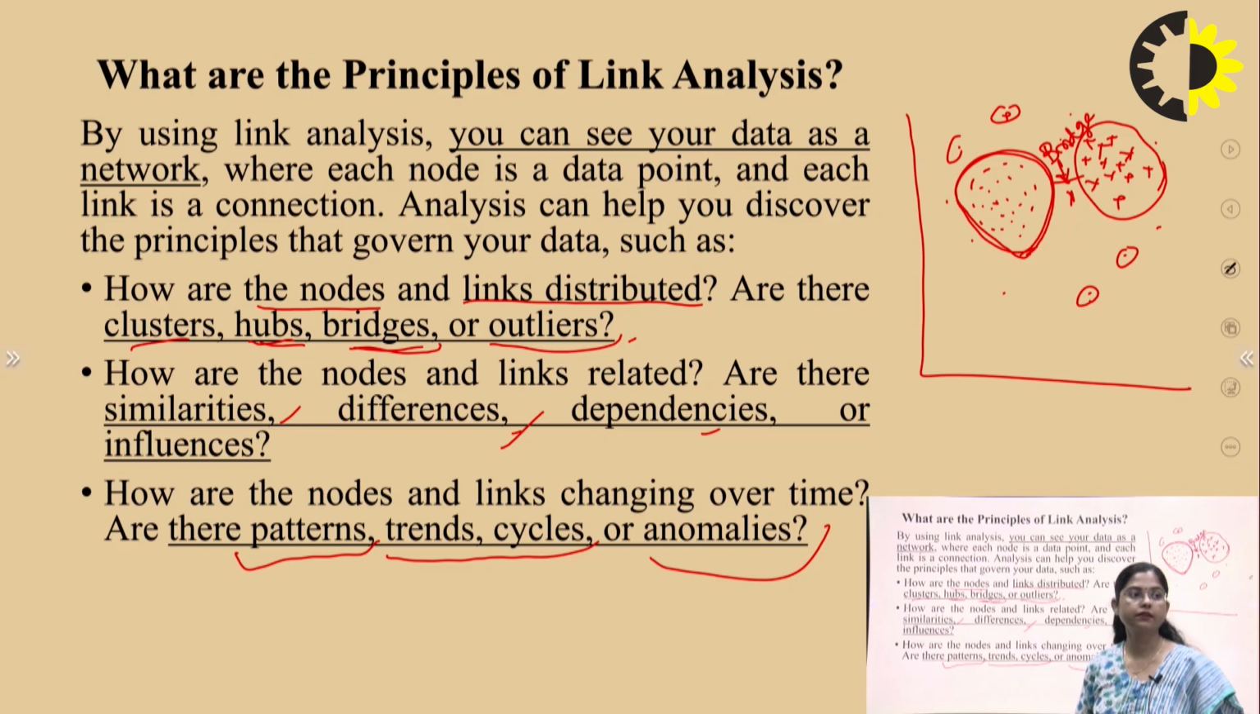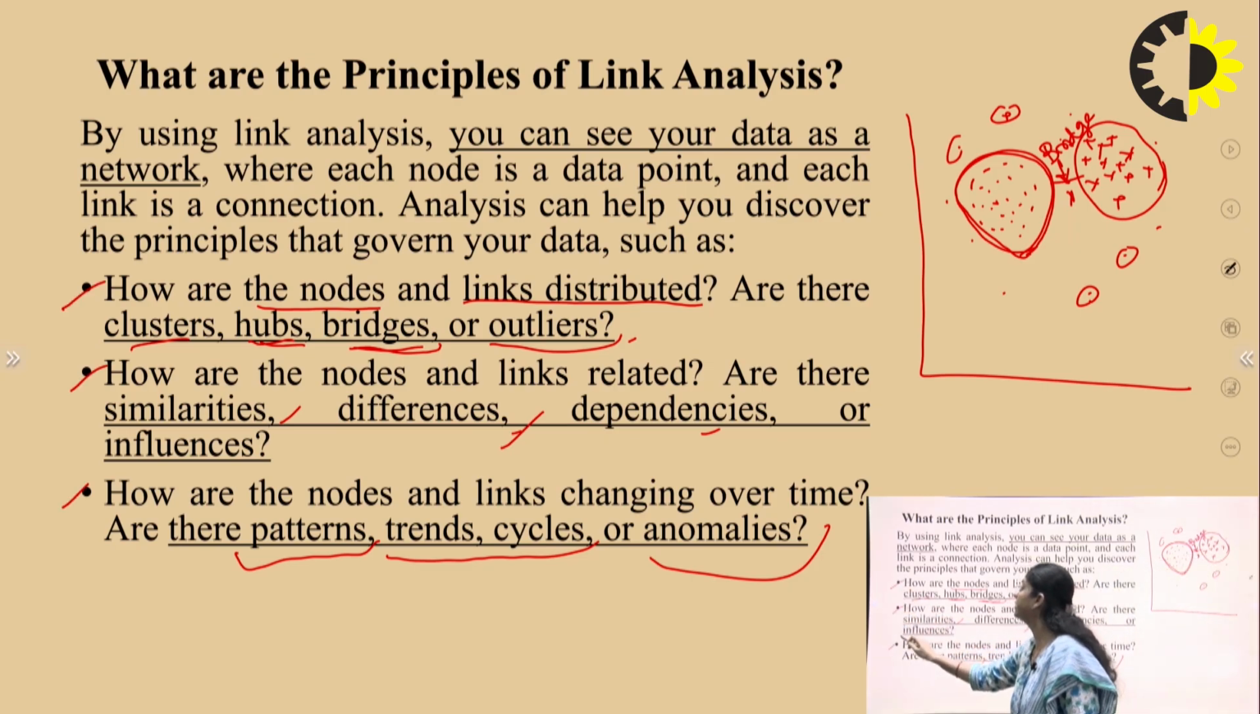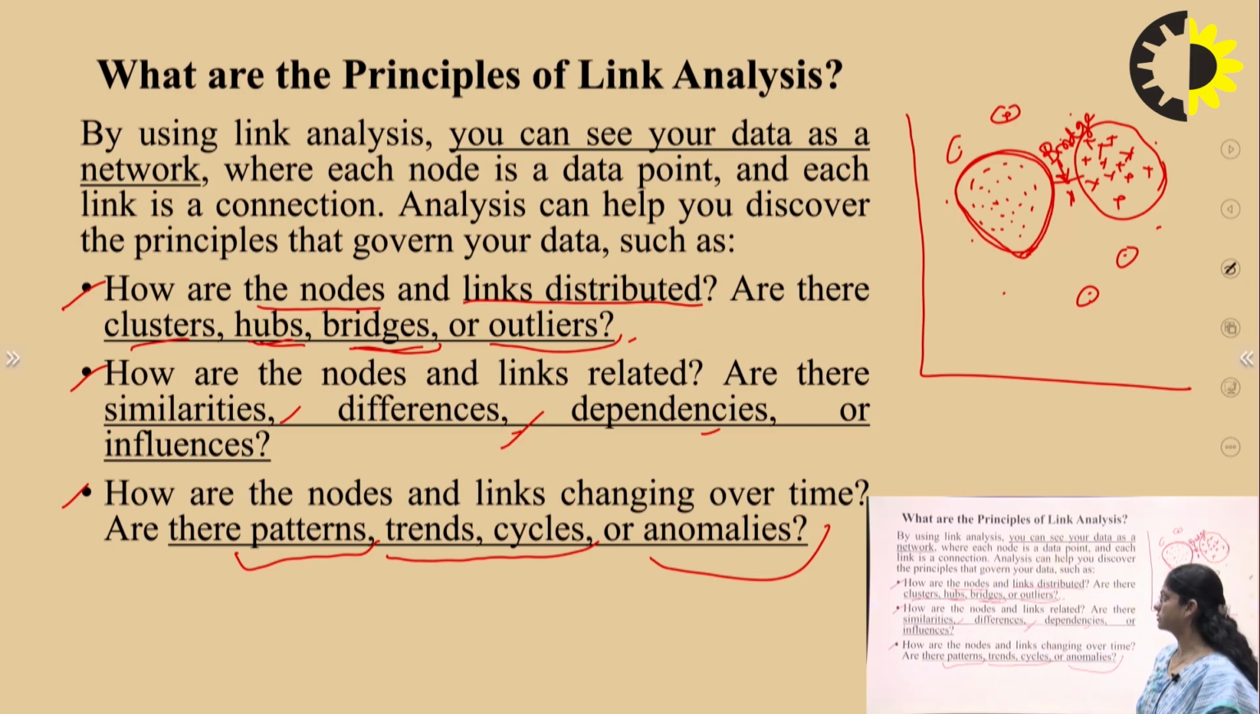So these are the 3 points on the basis of which we analyze link analysis. On the basis of the node and link distribution, how the nodes and links are related on the similarity, differences, dependency and influence basis, and how the nodes and links are changing over time. Are there patterns, trends, cycles or anomalies? So these are the key concepts and principles on the basis of which we analyze link analysis.